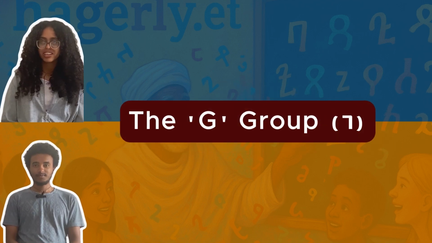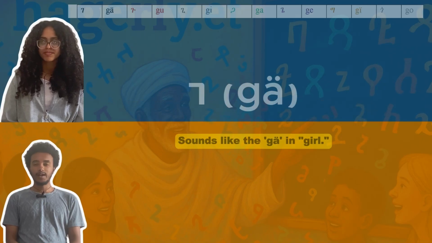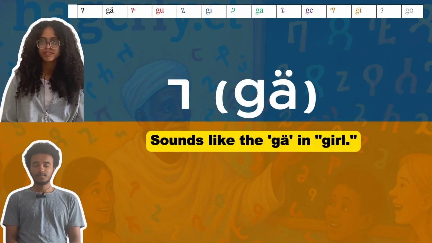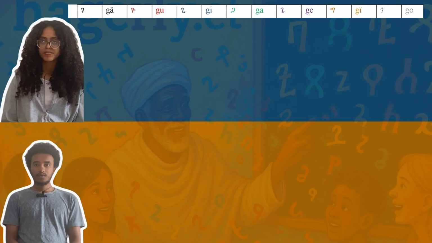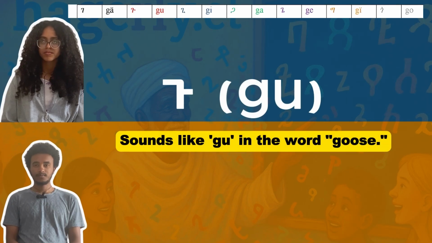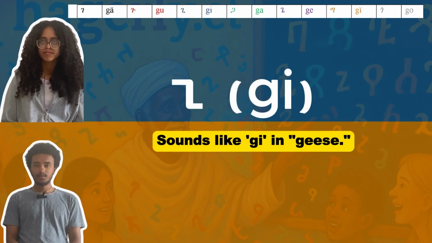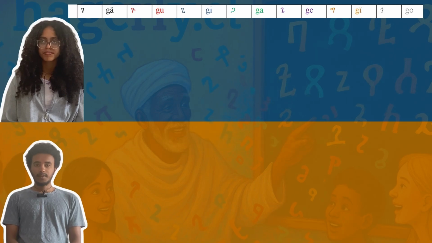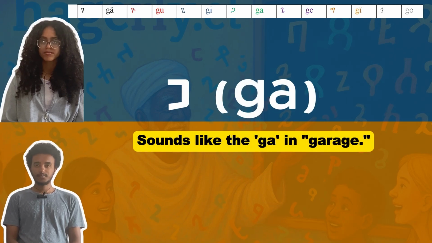The G family. Ge, G as in girl. Gu, Gu as in goose. Gi, Gi as in geese. Ga, Ga as in garage.